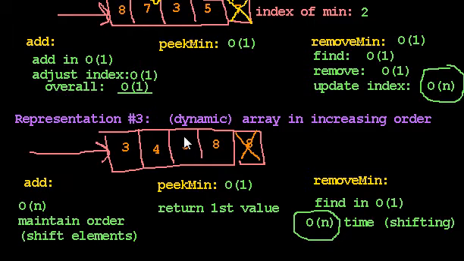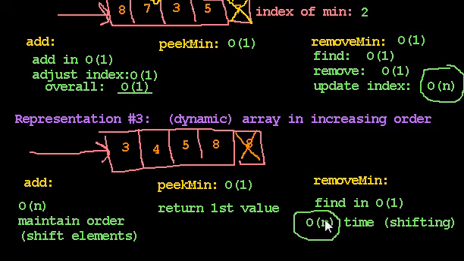And removing the minimum also involved shifting. We found the minimum in constant time. It's always the first one, but then we had to shift everything down. And we noted it's kind of unfortunate that every time we remove the minimum, we're always removing the first element, and that requires us to shift all the elements one position to the left, which is a linear time operation.